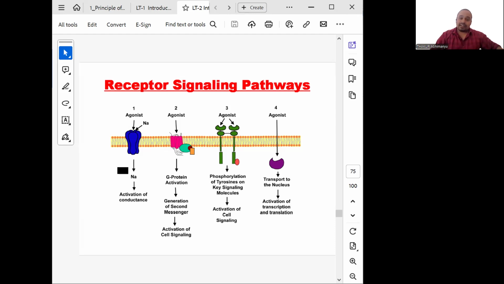There are various factors that can affect drug response. First is age, then sex, body weight, genetic factors, disease states, and drug interactions. These factors contribute to variability in drug response among different individuals, and they highlight the importance of personalized medicine. So these drugs can give you different kinds of response.